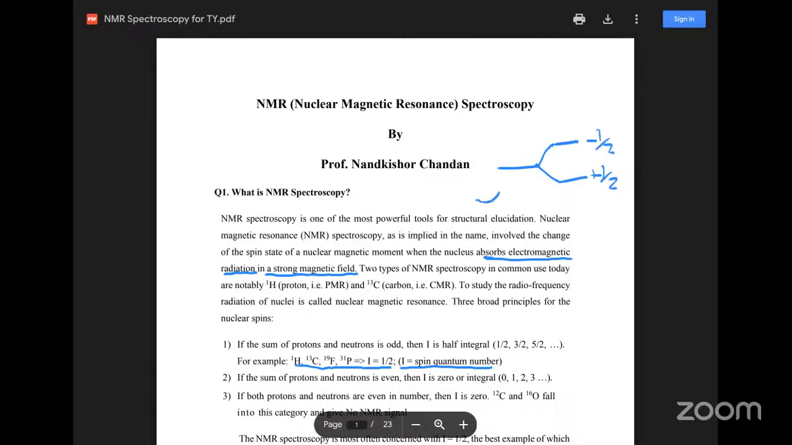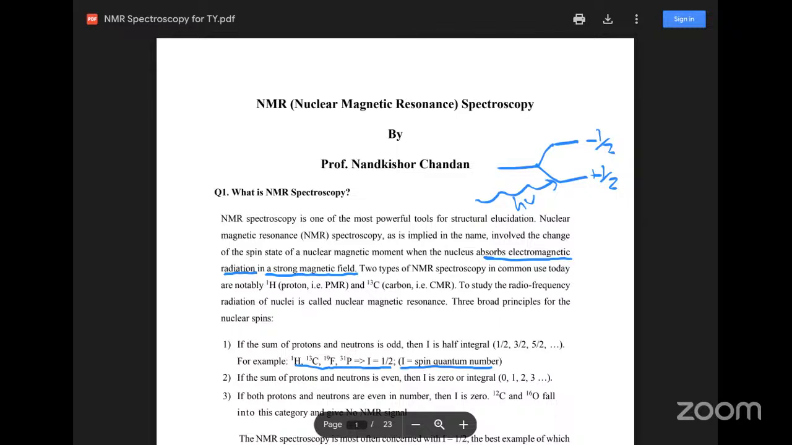When the radio frequency is irradiated on these nuclei with half integral spin, they absorb the light, and some of the light is absorbed for the flipping of the spin. That absorption of radio frequency by the nuclei shows signals in NMR spectroscopy, and those signals are vital information for structural elucidation.